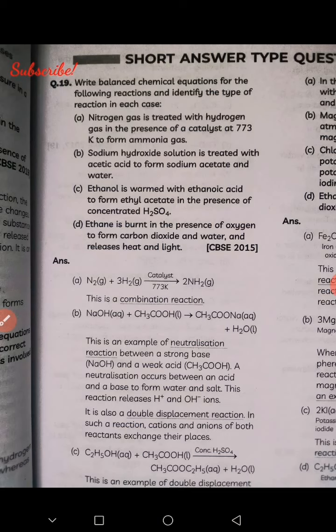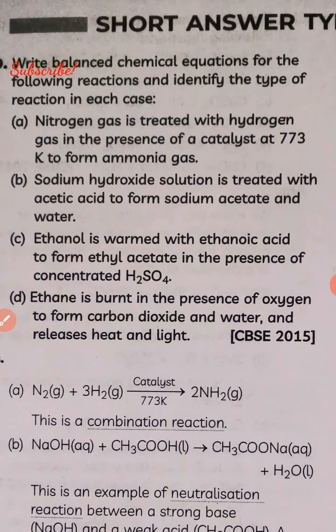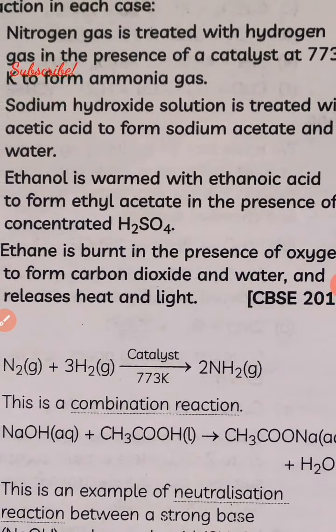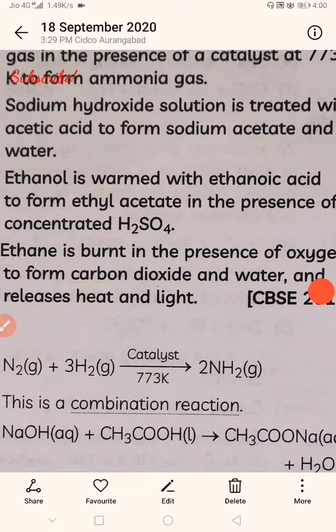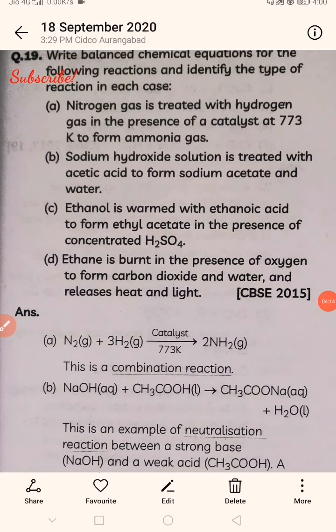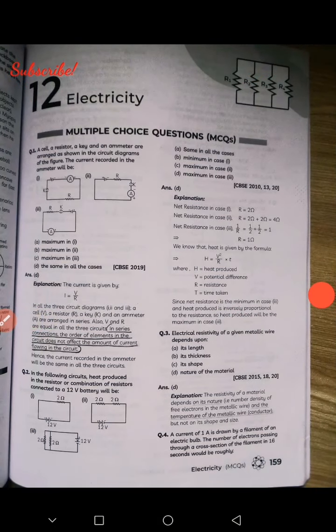Now here it is given. Look at the first question, that nitrogen is treated with hydrogen gas in the presence of a catalyst at 773 K to form ammonia gas. Now, as we all know, the formula of ammonia is NH3, while this book says that the formula of ammonia is NH2. And this can lead to a problem for a few students who completely rely upon this book. So this was one; let's look at another mistake that I noticed in the book.